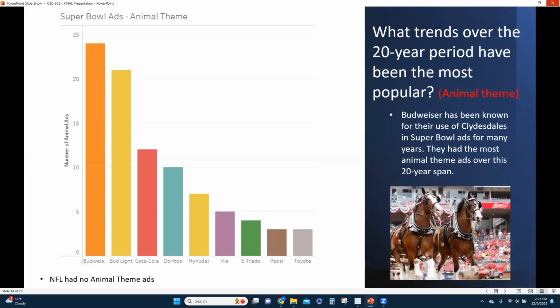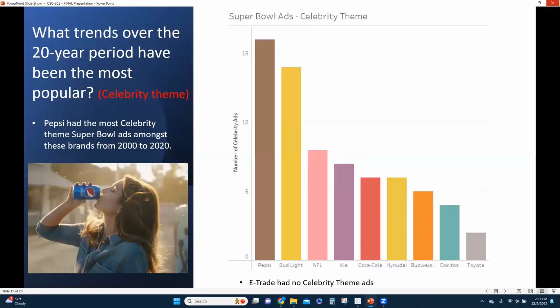Oh, I'm sorry. Take note at the bottom of this graph, the NFL had no animal theme ads. Now, this question: what trends over the 20-year period have been the most popular for the celebrity themed ads? Pepsi had the most celebrity-themed Super Bowl ads amongst these brands from 2000 to 2020, with a close second of Bud Light. Bud Light's just trying to be dominant over everybody.